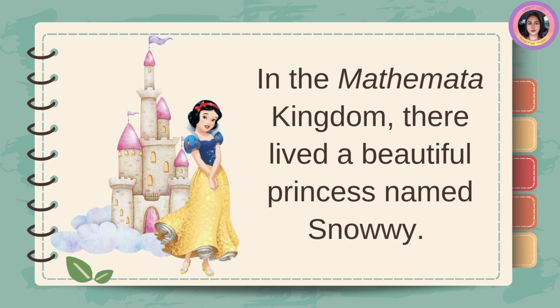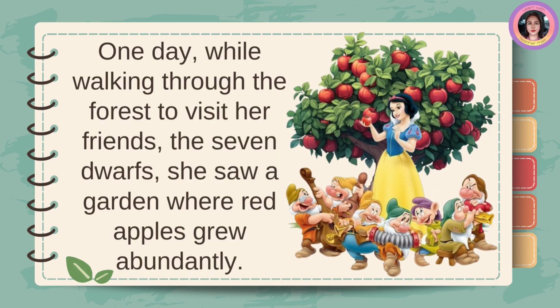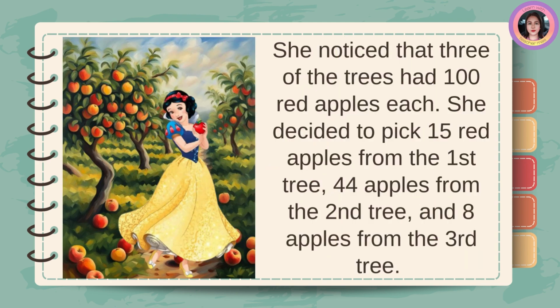In the Matatag Kingdom, there lived a beautiful princess named Snowy. One day, while walking through the forest to visit her friends, the 7 dwarfs, she saw a garden where red apples grew abundantly. She noticed that 3 of the trees had 100 red apples each. She decided to pick 15 red apples from the first tree, 44 apples from the second tree, and 8 apples from the third tree.